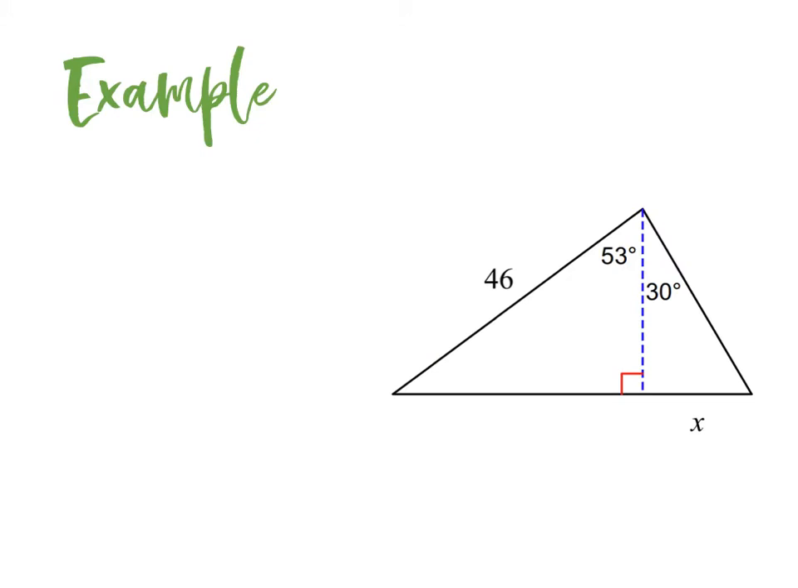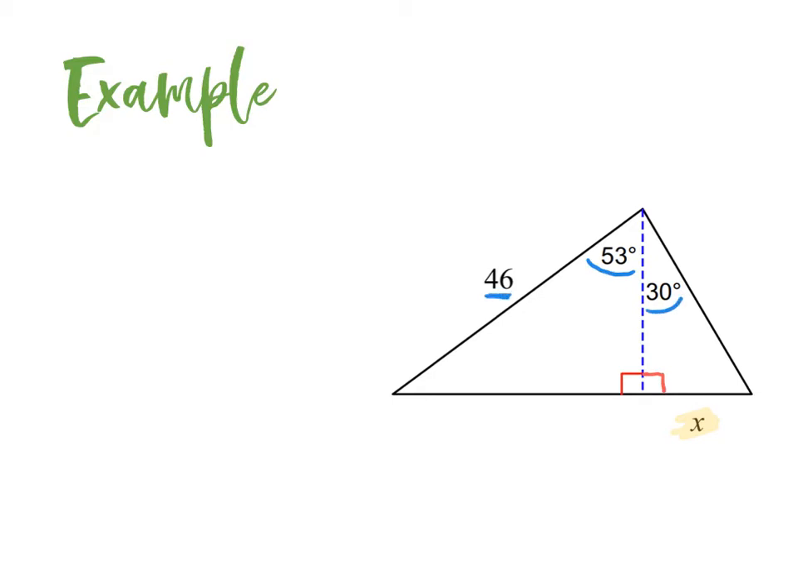So what we're going to do is just work through some examples. As you can see here, we have a triangle that is actually split into two right triangles, and we are going to have to find x right here. But we don't have all the information that we need to find x yet, so we're going to have to work through that. What I do have is this angle 53, this angle 30, and this 46.